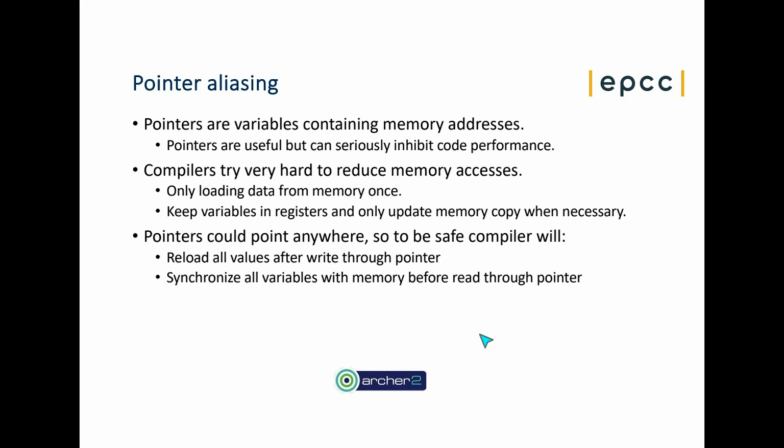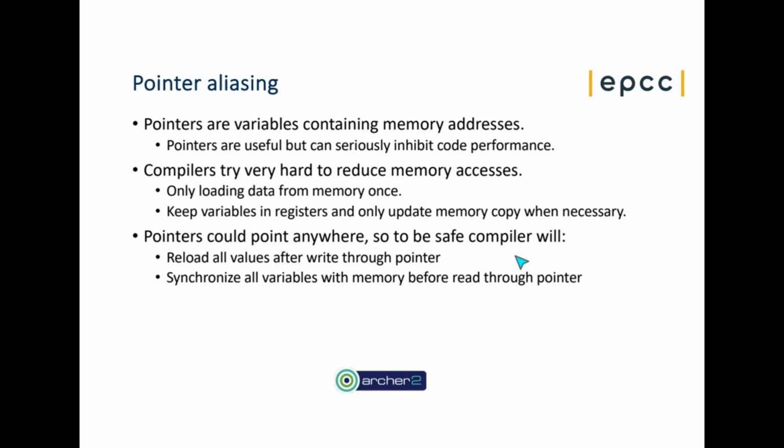What else? Pointers. Pointers are useful, but typically bad for compiler optimization. The problem is that compilers try very hard to reduce the number of memory accesses: only loading data from memory once, keeping a variable in a register as long as possible, and only storing stuff back to memory when it needs to. If you do wild things through pointers, the pointer could point anywhere. So in order to be safe, the compiler will reload everything after a write through a pointer.